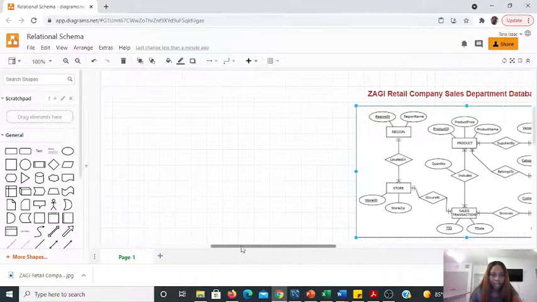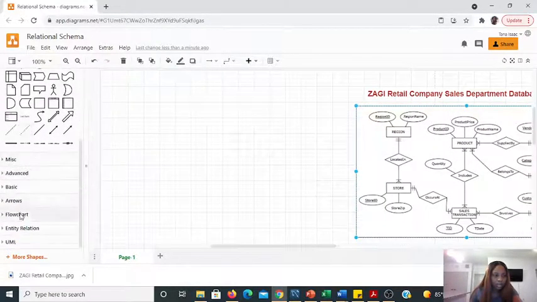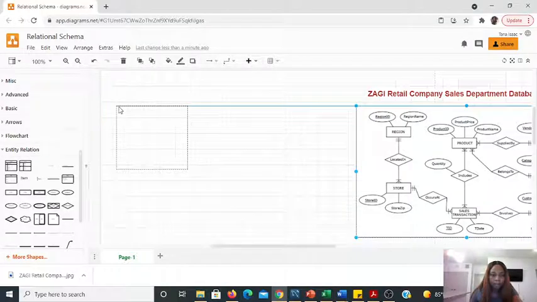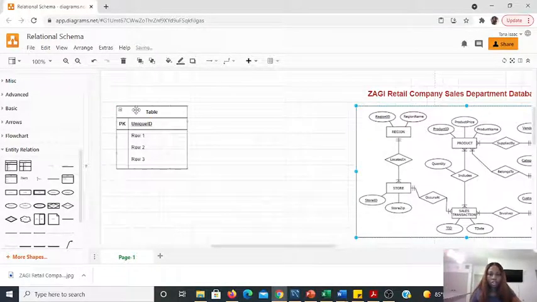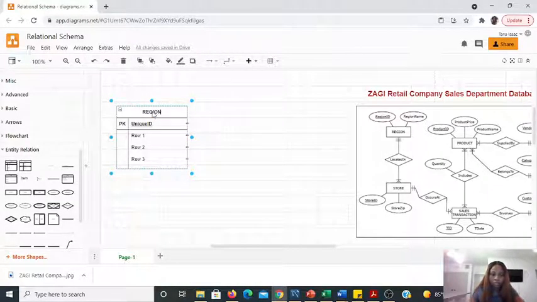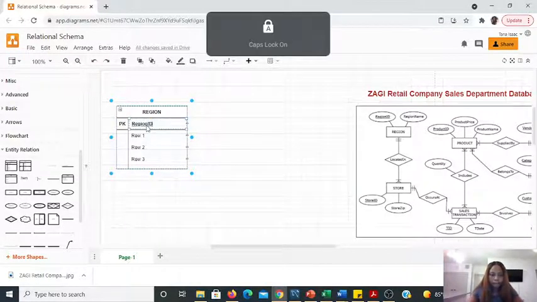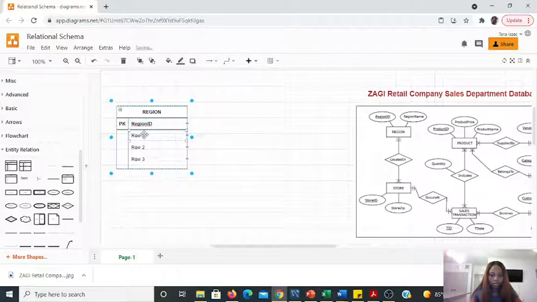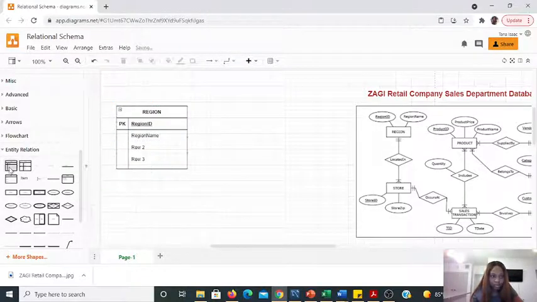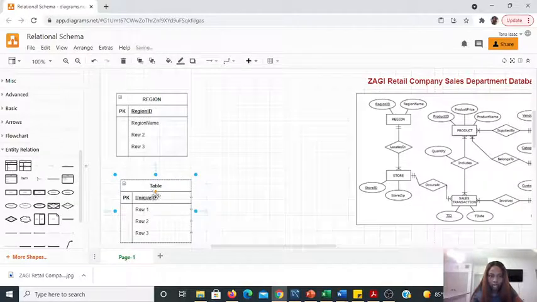So let's get started. I will start by using the entity relationships to represent the entity region. So we have region, which is the entity, and its attributes: region ID and region name, and region ID is the primary key. Then the second attribute, region name. That's it for region.